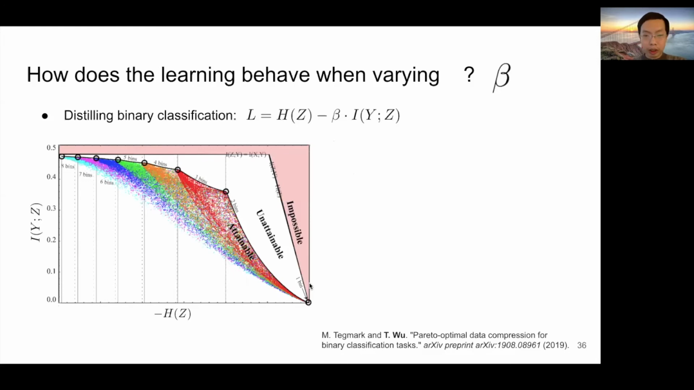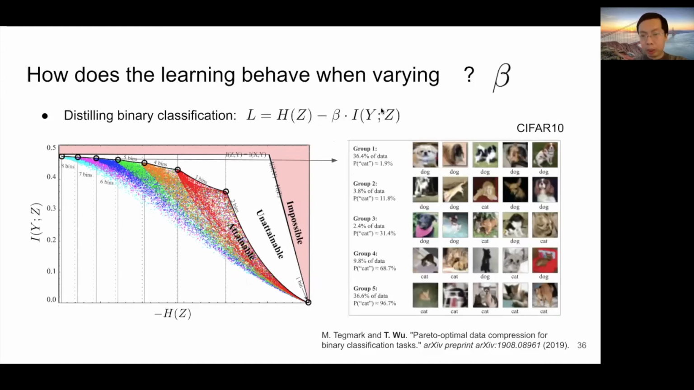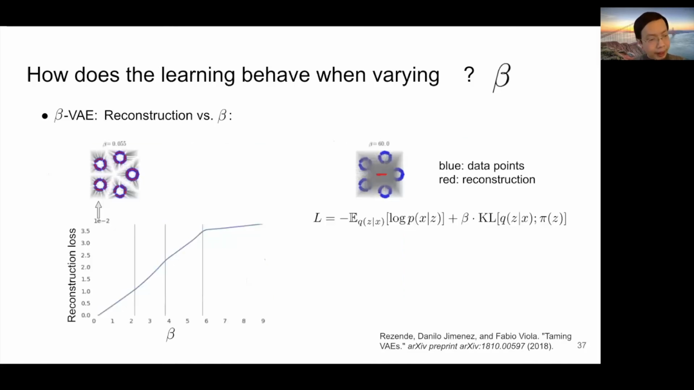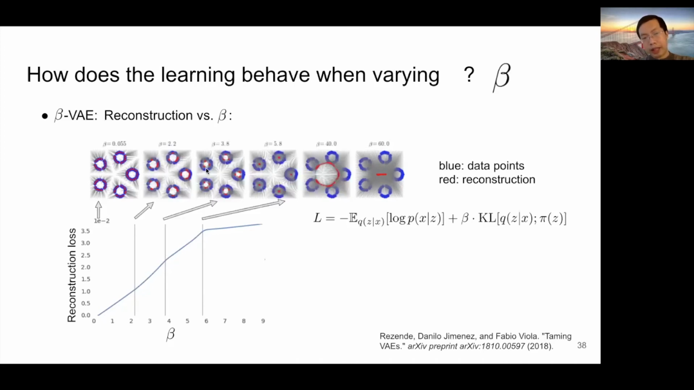And also in our work, we find that in classification, we also have these kinks between the entropy of the representation and the prediction and the mutual information between the target and the representation. And this corresponds to some grouping of the different classes. Also, in one work by DeepMind, they study the beta-VAE and the trade-off when they tune the beta. For example, here, the blue one is the data, and the red one is the reconstruction. When they tune the trade-off, they find that it corresponds to some topological difference in the reconstruction.